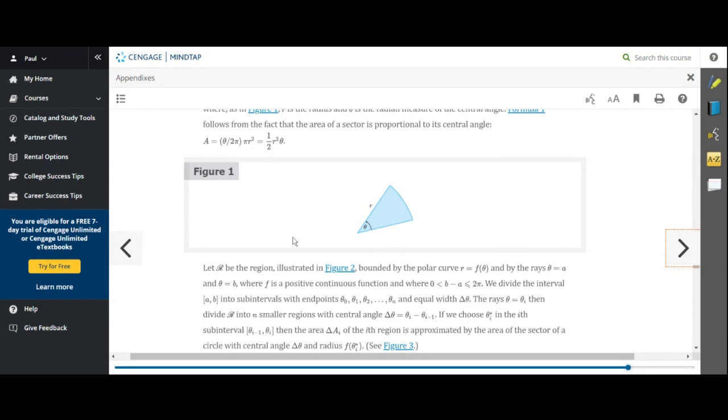Well, it makes sense, because just think about if theta were equal to 2 pi. The area of an entire circle is pi r squared. So if you put in theta equals 2 pi here, you're going to get pi r squared. However, if you're interested in half the circle, the area of half the circle is 1/2 pi r squared, and you just put in theta equals pi. So the area of a sector is proportional to its central angle. But the point is, the area of a sector is 1/2 r squared theta.